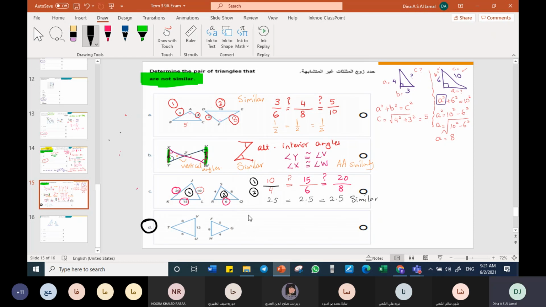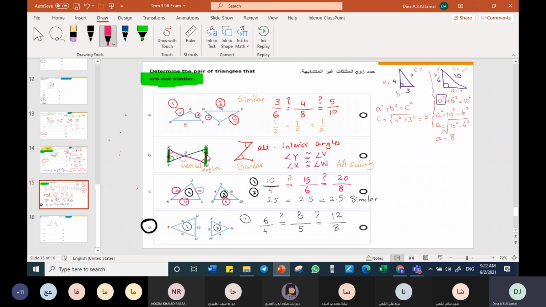Check. I will be going from 1 to 2. What will be the smallest measure in 1? 6 over the smallest measure in 2, 4. Is it equal to? The second smallest is 8. The second smallest is 5. Is it equal to 12 over 8?